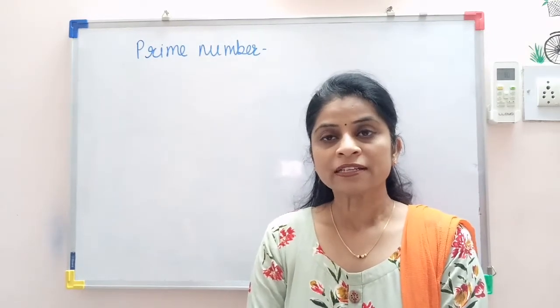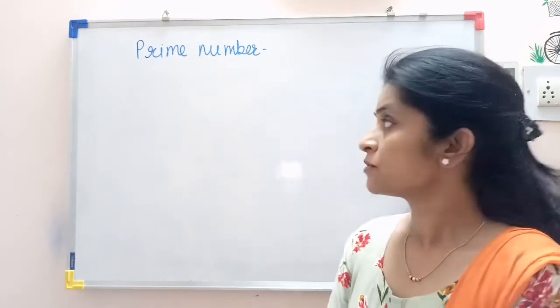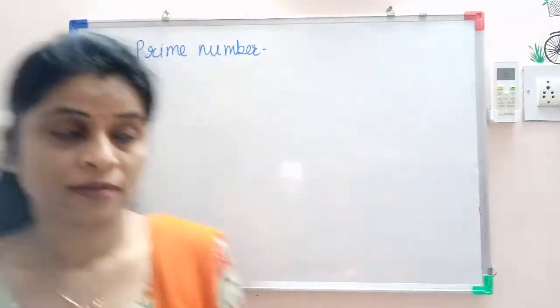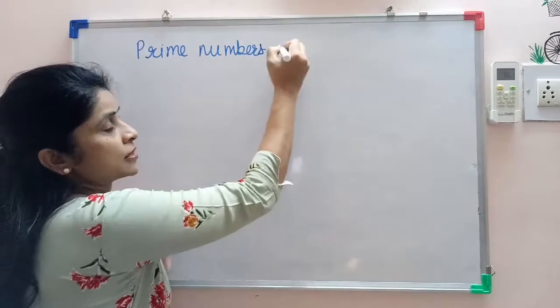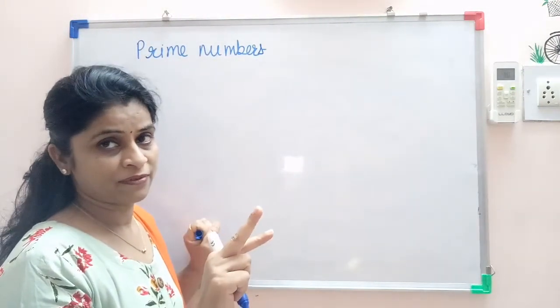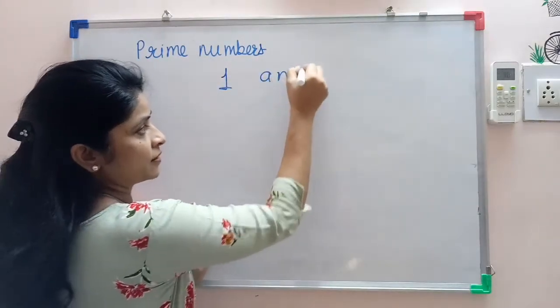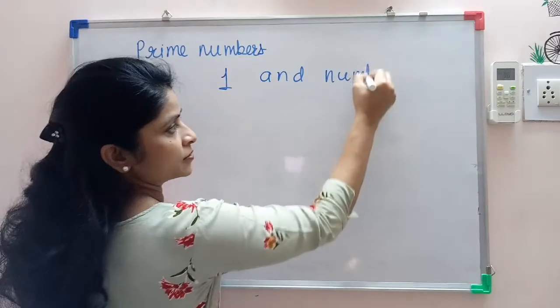Before that, let us review prime numbers and composite numbers. What are prime numbers? Numbers that have only two factors, 1 and the number itself.